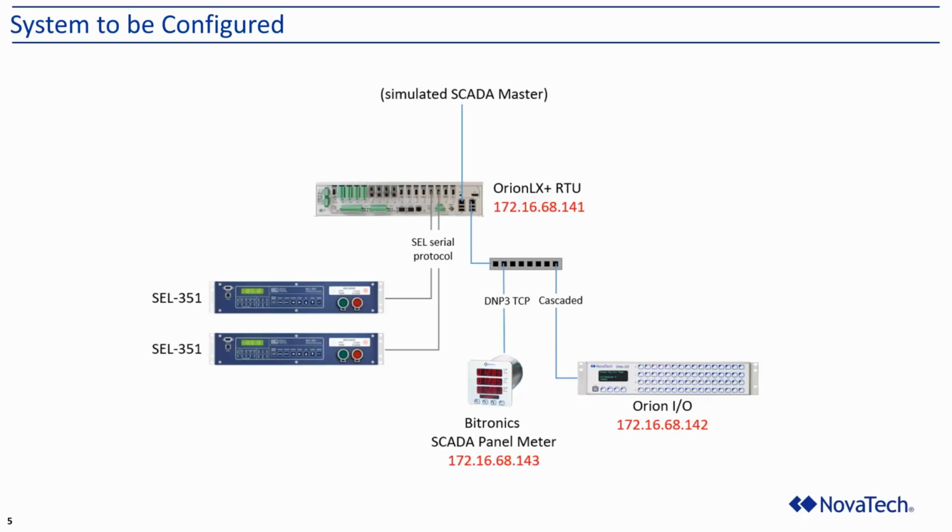The serial connections that we have to our RTU are going to be 2 SEL 351 devices on ports 3 and 4. We also have a switch connected to ETH0 on the Orion LX Plus RTU. On that switch, we have our SCADA panel meter as well as our Orion I/O.